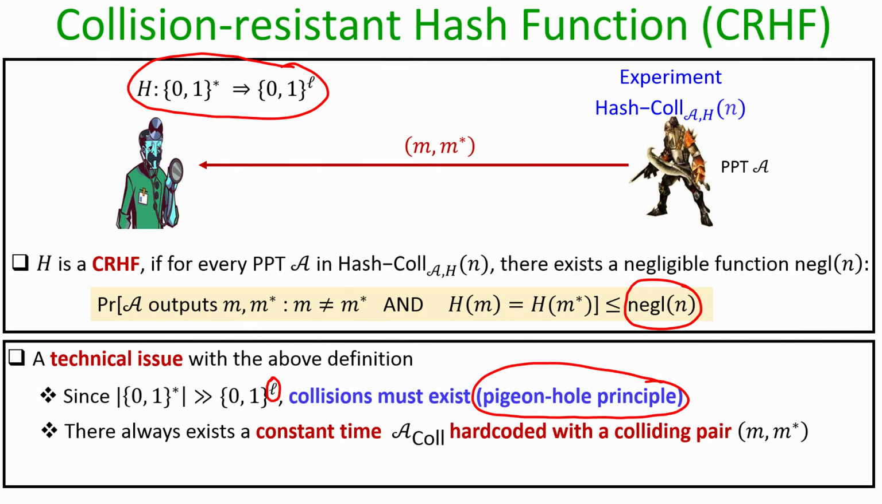And there always exists an adversary, a collision adversary, which could be hard coded with such a colliding pair of inputs m comma m star.